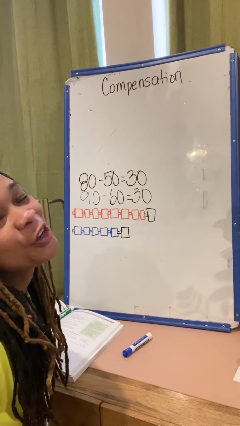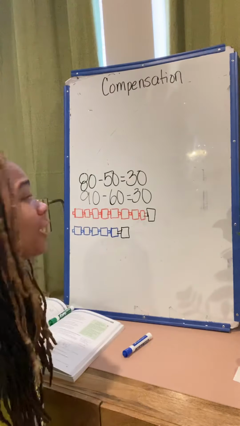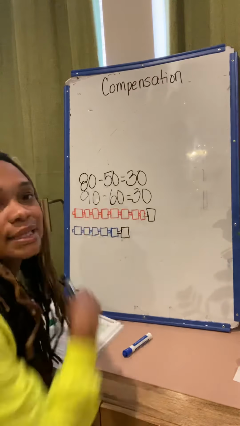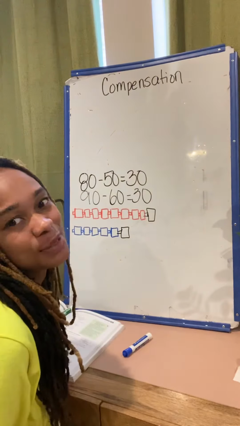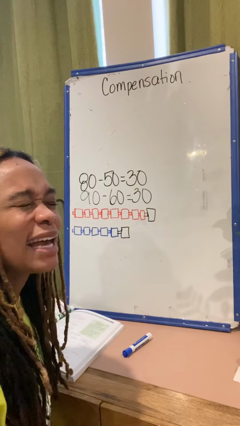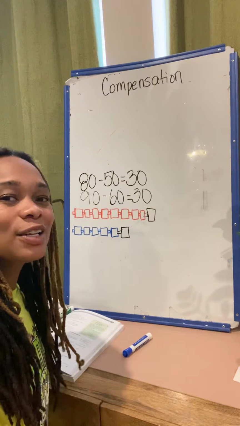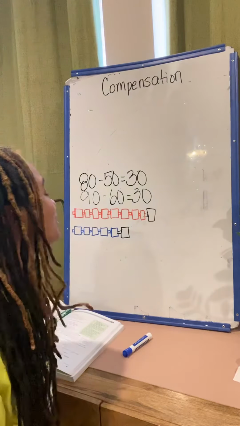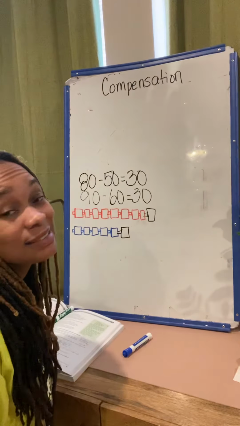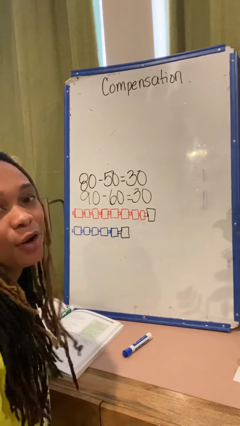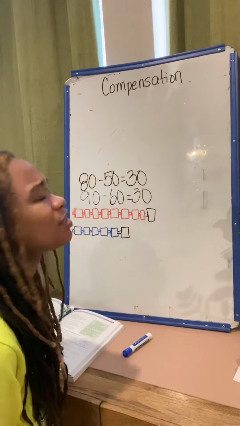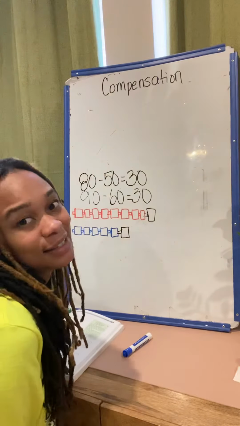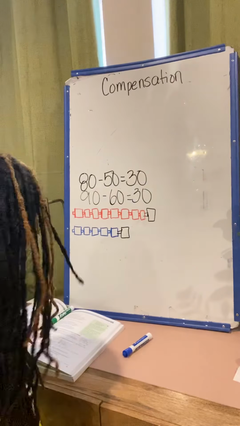Go ahead and turn and tell a sibling or family member, what do you notice about these two number sentences and what I did with the Lincoln cubes? I'm going to give you 60 seconds. Turn and tell a friend or a parent or a cousin what you notice about the Lincoln cubes and the number sentences. What is the relationship between the number sentences and the Lincoln cubes? Go. 60 seconds.